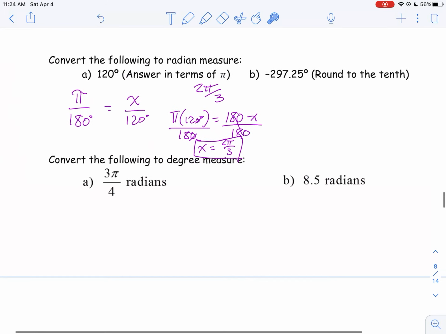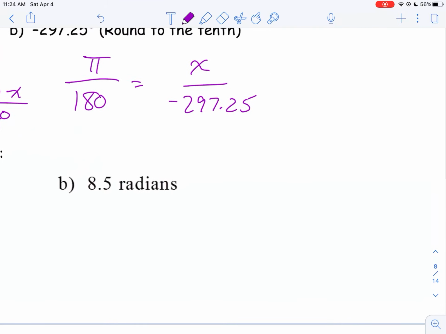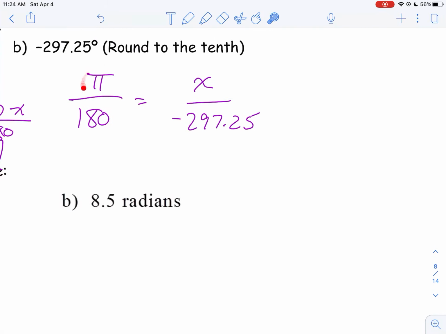Part B here, you're going to have to use what is called a proportion. You're going to have to use a proportion to solve it. So you're going to set it up: pi over 180 equals x over negative 297.25. Now, one thing I should mention is it's important to line up radians with radians and degrees with degrees. Doesn't matter which way you go as long as same angles are here, same angles here. Radians are crossed and degrees are crossed. So let's multiply: negative 297.25 pi equals 180x.